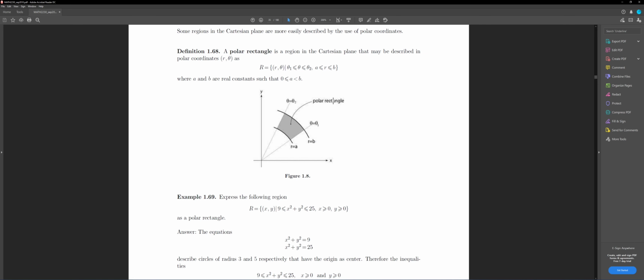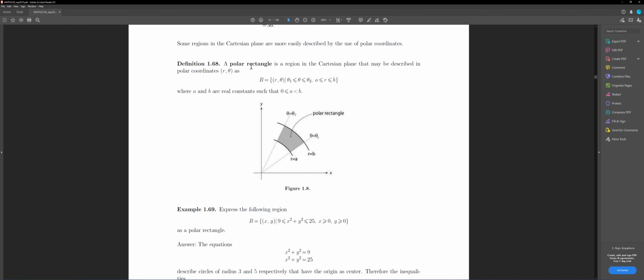Okay, so now what we want to do is talk about the type of region that we're going to integrate over, right? In the case of polar coordinates, it would be something called a polar rectangle, right? So it's specified in the xy plane, but what you're doing is you're using r and theta now, right?